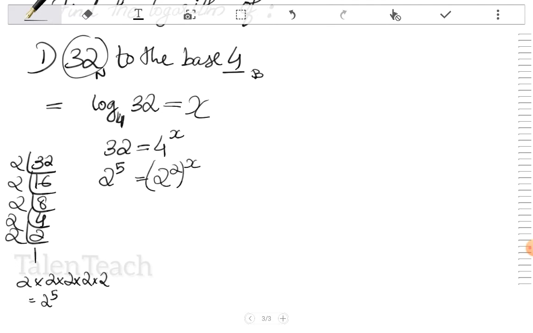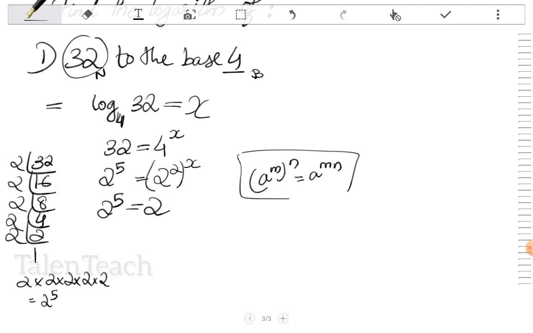So our next step is 2 raised to 5 is equal to, here we have to apply the exponent's power law, that is, a raised to m whole raised to n is equal to a raised to mn. We have to multiply the powers. So here 2 raised to 2 the whole raised to x, we multiply the powers, 2 into x is 2x.